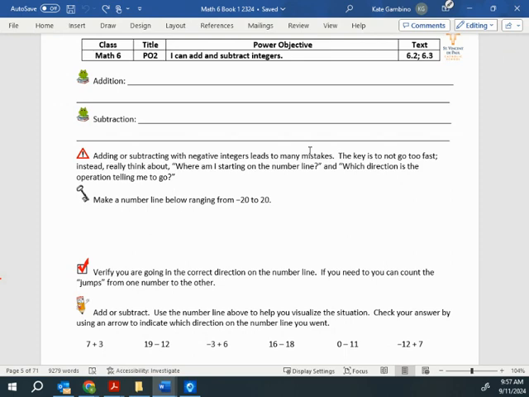Right? So adding and subtracting those negative numbers gets tricky. We've been adding and subtracting positive numbers for years now. It's the negative numbers that throw us for a loop. Okay? So we're going to go through how we add and subtract those negative numbers. So when we do addition, it means we are moving to the right on a number line.